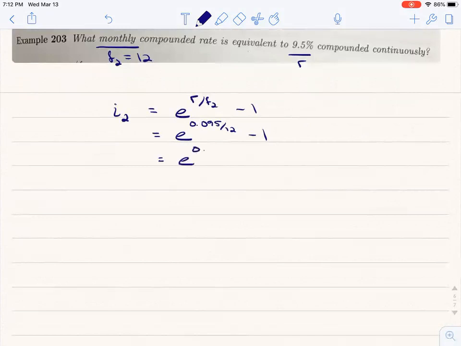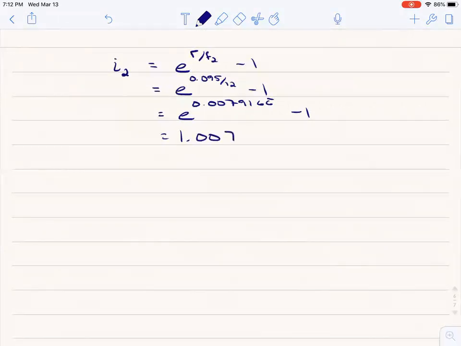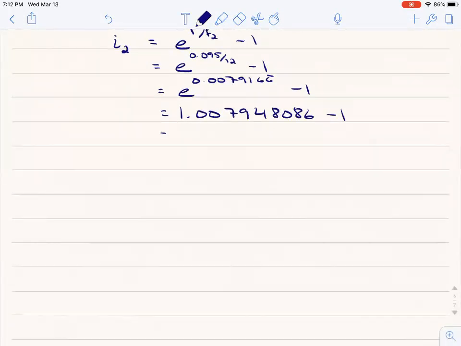e to the power of 0.0079166 repeating, minus 1. E to the power of that, so you just have it on your screen, and then second ln, we get 1.007948086 minus 1, which of course is just 0.007948086.